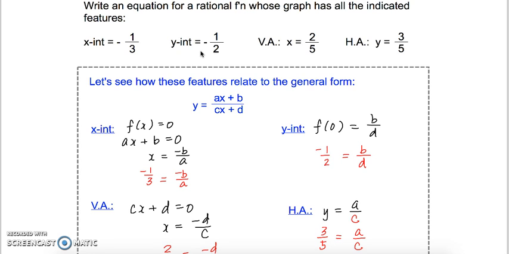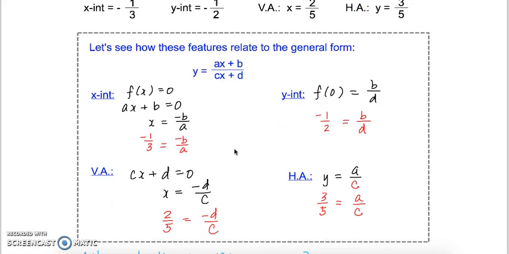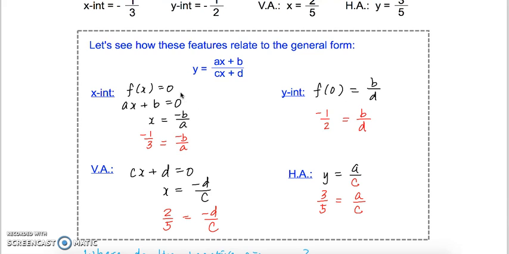Before we do mix and match, let's look at the general requirement, a general equation. If I'm given a function y equals (ax plus b) over (cx plus d), where do a, b, c, d go in terms of the x-intercept, y-intercept, VA, and HA? For the x-intercept, we just go back to basics. f(x) equals 0, which forces us to say ax plus b equals 0, so the x-intercept always becomes negative b over a.